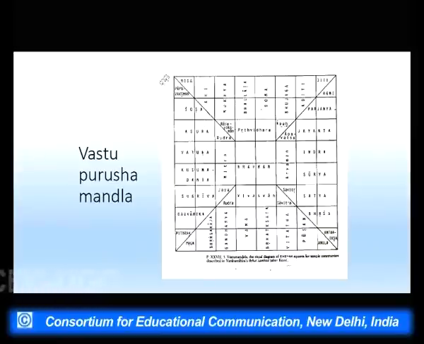Okay. And this diagram also is an actualization of the primeval man. So the head of it goes here, the legs go here, and the body is here. These are the arms, like this. So he sits like this in a cross-legged position. So the head is towards the north, towards here. This is the northeast. That is why northeast is always preferred.